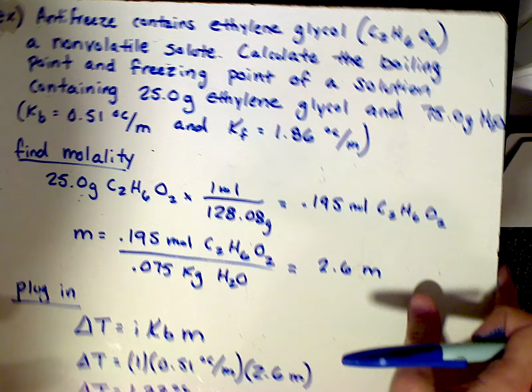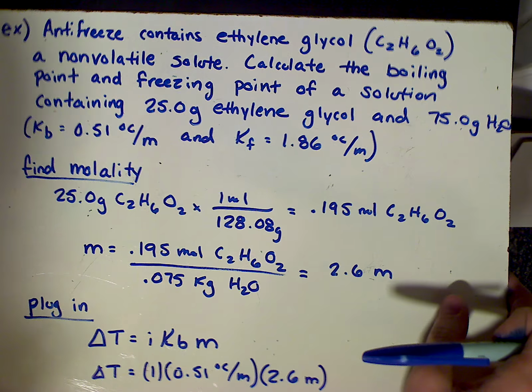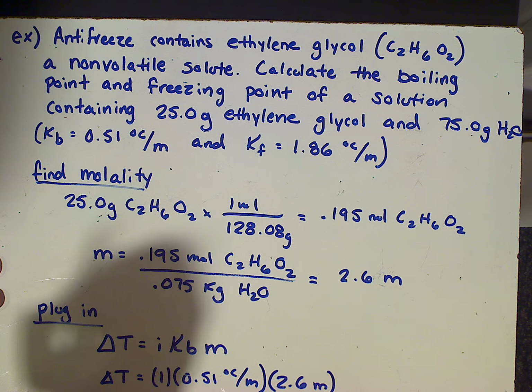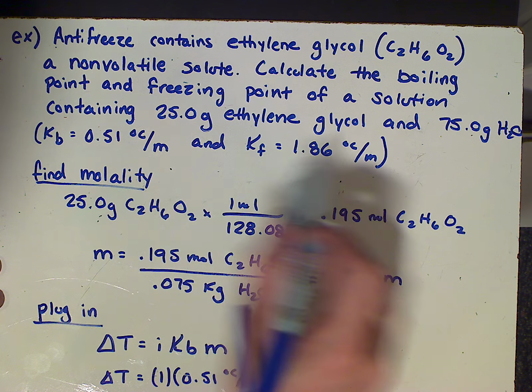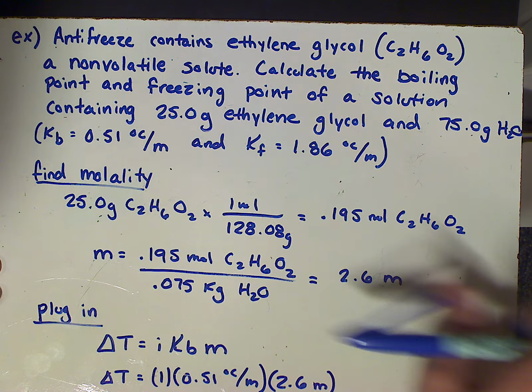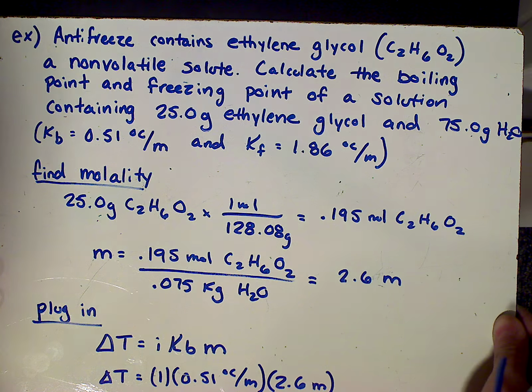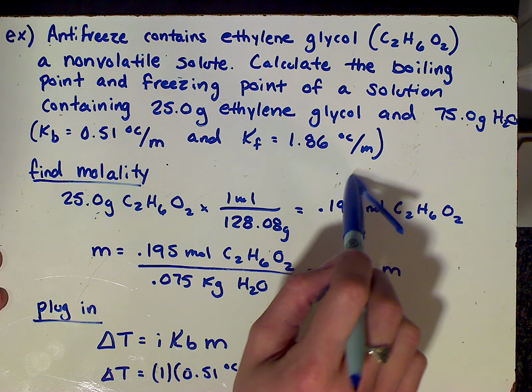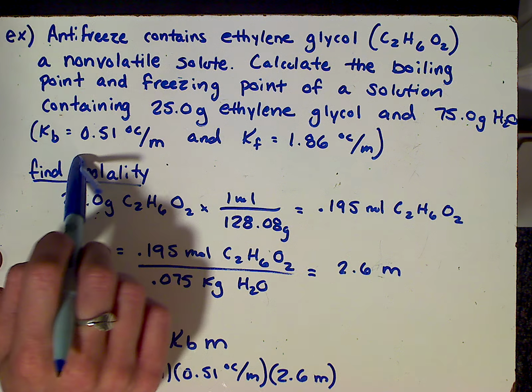All right, so antifreeze contains ethylene glycol, which is C2H6O2, which is a non-volatile solute. And the question is asking us to calculate the boiling point and freezing point of a solution containing 25 grams of ethylene glycol and 75 grams of water. And it gives us the 2 constants that we would need for this equation. These are specific to water, by the way.